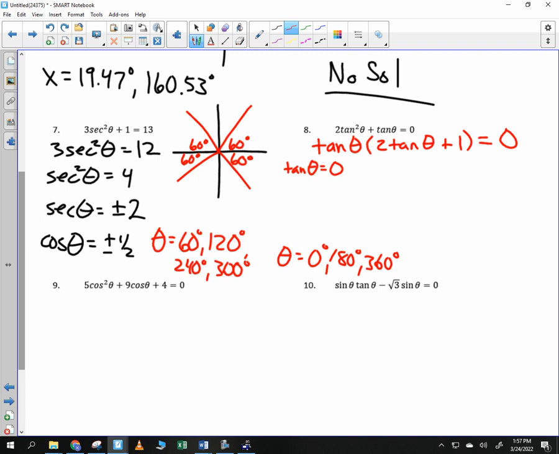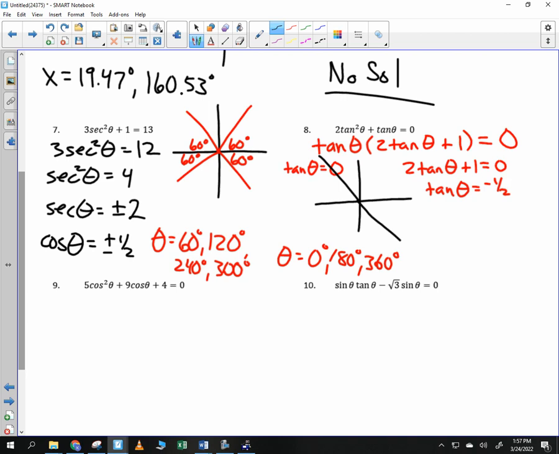And then, what's the other equation we'll solve for? 2 tangent of theta plus 1 is equal to 0. Or in other words, tangent of theta equal to negative 1/2. Where is tangent negative? Good, 2 and 4.